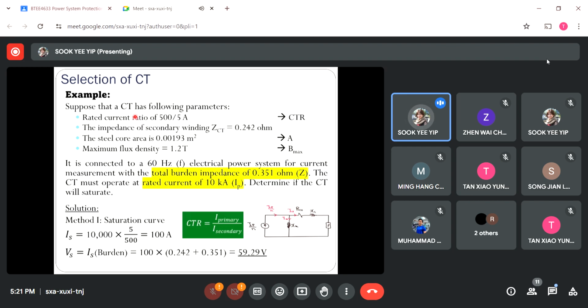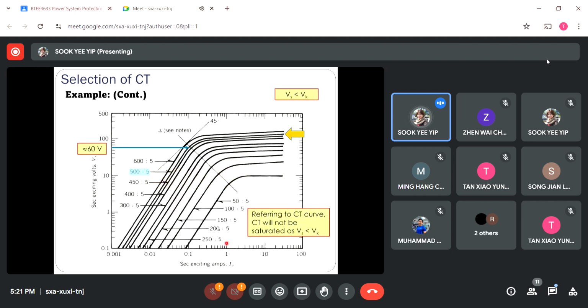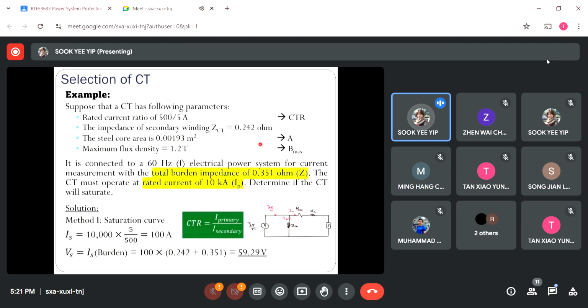So after this, I need to find the knee point voltage for this current transformer. So I have enlarged the magnetization curve for easier analysis. Okay, so from the question it stated that I have the current transfer with the ratio of 500 to 5, right?